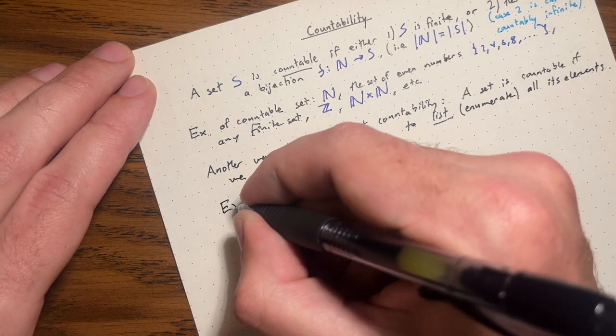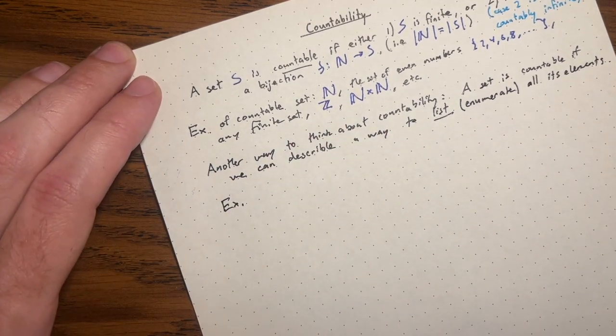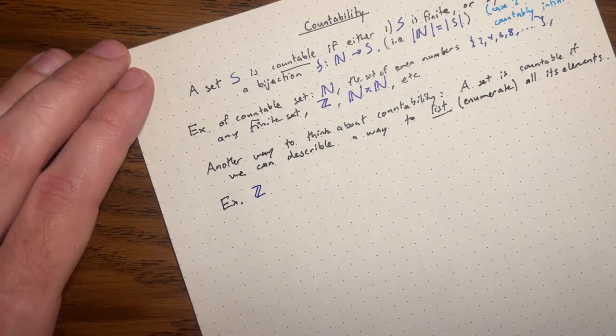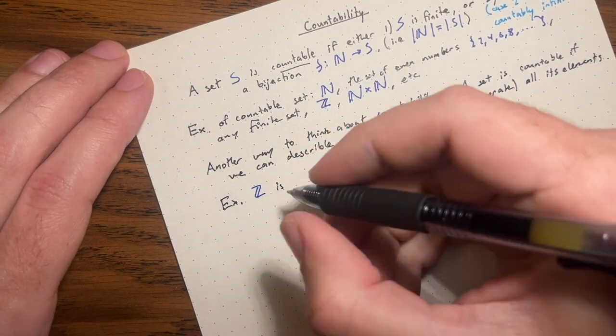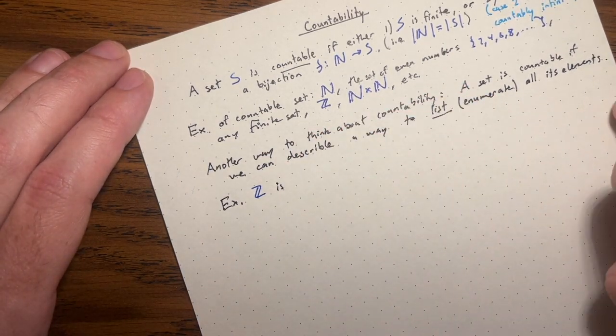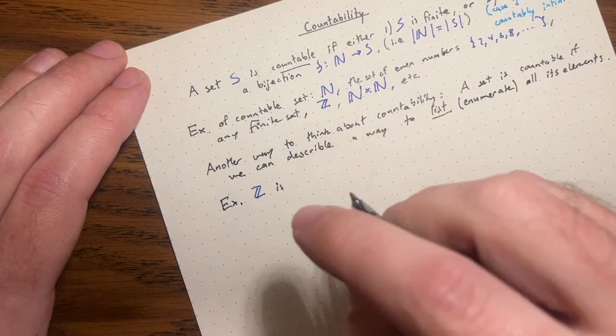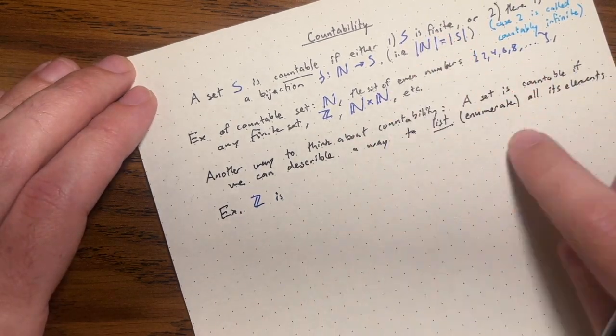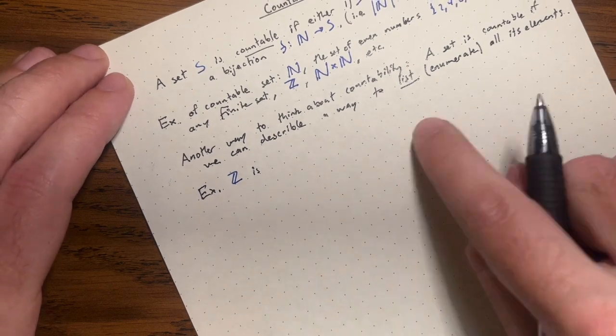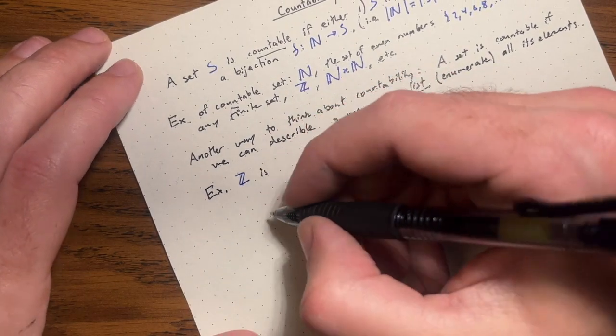What do I mean by that? Well, here's one way to show that Z is countable. Z is countable because I can list all the integers, starting from somewhere, right? But then going on. And any finite set, we can certainly list the elements. We can put them in a list. For infinite sets, here's what I mean.